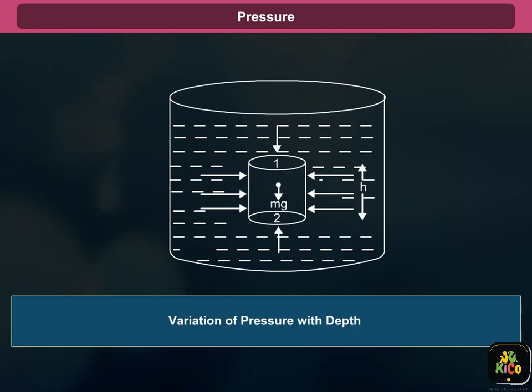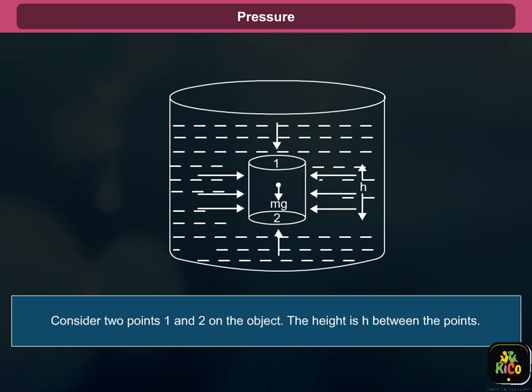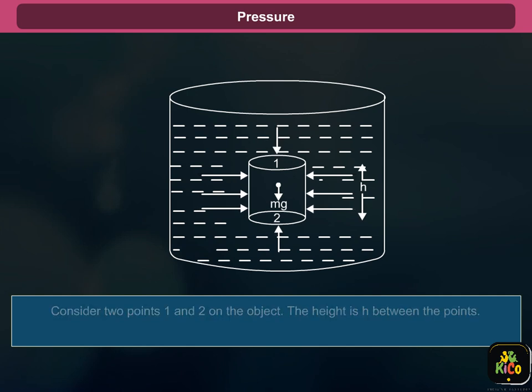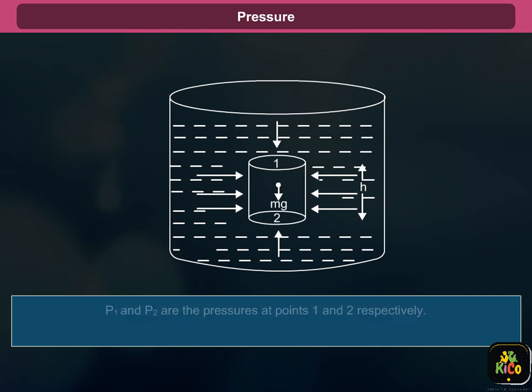Variation of pressure with depth. Suppose a fluid is at rest in a container. An object is submerged in the fluid. The fluid exerts a force on its surface. This force is always normal to the object's surface. Consider 2 points 1 and 2 on the object. The height is h between these points. P1 and P2 are the pressures at points 1 and 2 respectively.